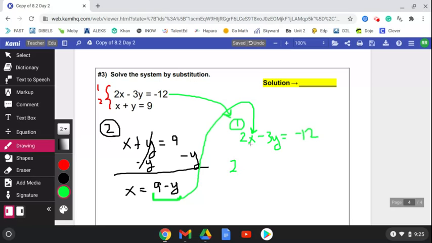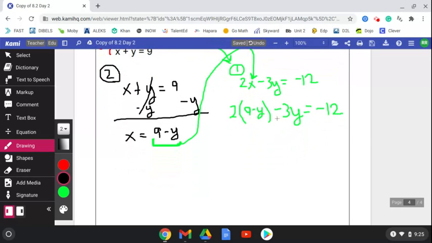2 times x. So 2 times what x is. x is 9 minus y. So I'm putting 9 minus y in for x. Okay, so 2 times x, then I have minus 3y equal to negative 12. So now do you see how this equation does not have an x and a y in it? It only has a y in it. And so therefore I can solve for that y.